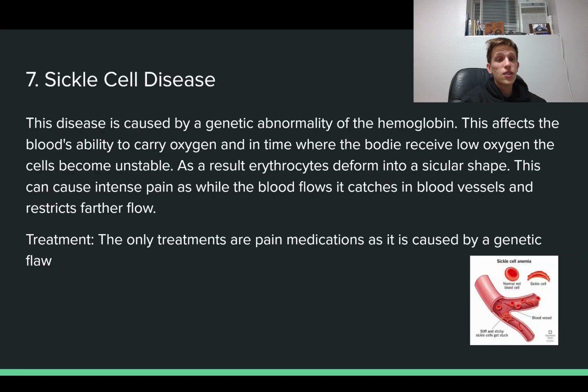Sickle cell disease. So this is a genetic disorder of the hemoglobin. And when the body has low oxygen, your cells become unstable. They'll deform into a sickle-like shape, and this can be extremely painful as it clogs up your blood vessels and it can even tear them up a bit. The only treatment is pain meds, as it is a genetic condition. We just don't have the medical technology to reverse it.